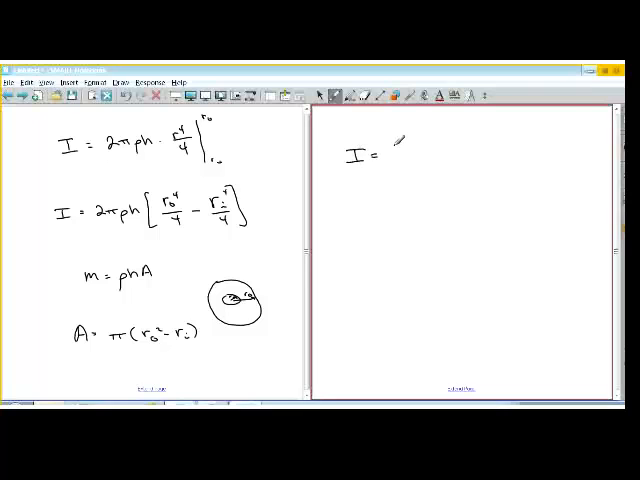Okay, so what we should be able to show here is, if I factor out the 4, I'll get 2 over 4 pi rho h, and what I will have is this term, so I should be able to factor what I have, which is r sub O to the 4th minus r sub I to the 4th.